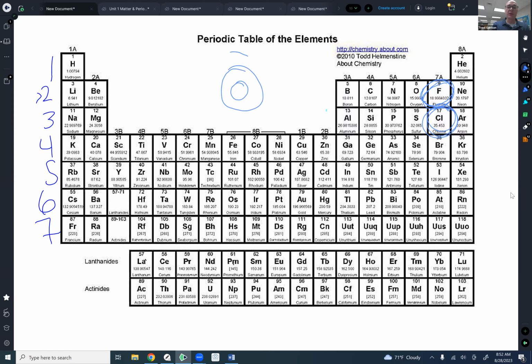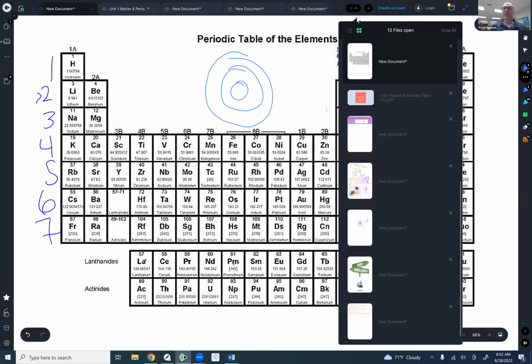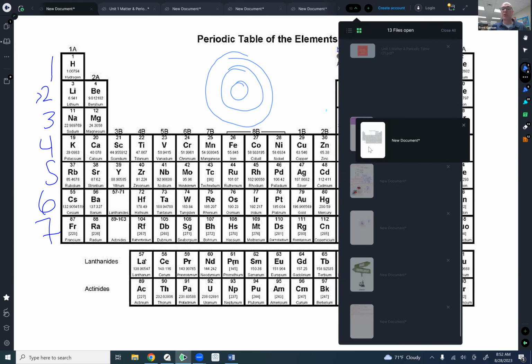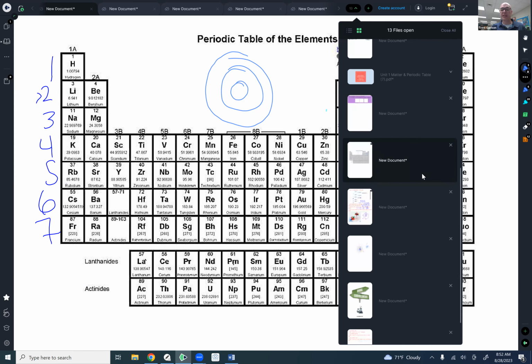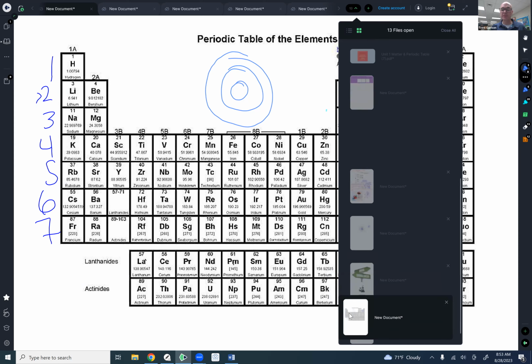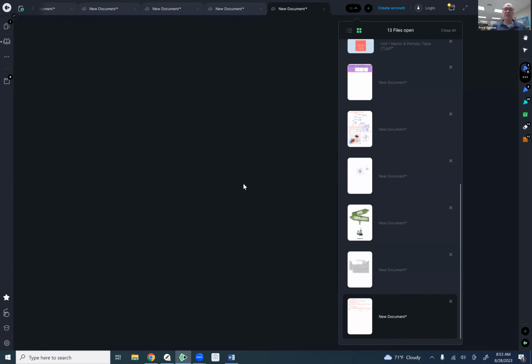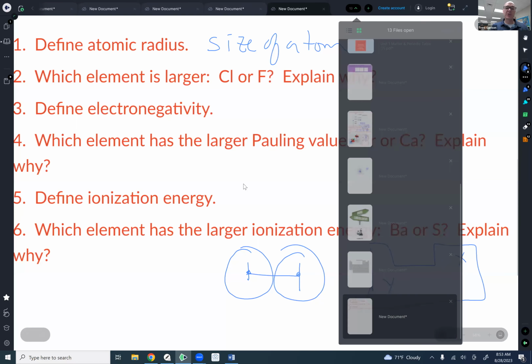And then if we look at chlorine, it is on the third. Just by the fact that it has more rings means that chlorine is going to be the larger of the atoms. Let me pull this closer to the homework so that we can do that together. Okay, so chlorine is going to be our answer right there.